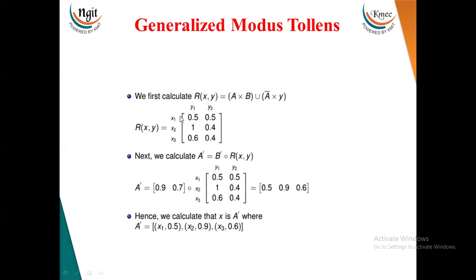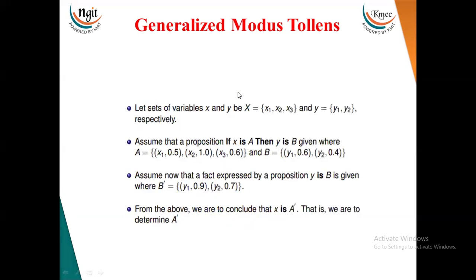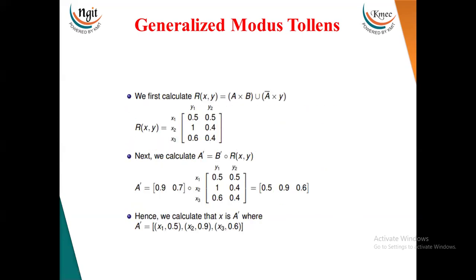So first I'll calculate the relation R of X comma Y, that is X1 comma Y1, minimum values. Similarly, A complement, okay, two values we have to calculate. This is A cross B. So first I'll calculate the A cross B with the help of the minimum, and A complement cross Y again the minimum. Finally, R of X comma Y, we have used the same formula. So I'm not calculating again. I can directly take R of X comma Y as this value.